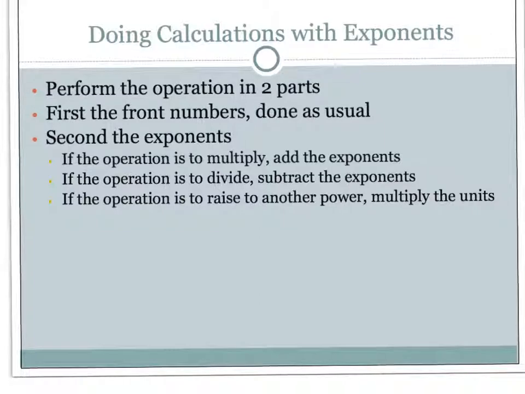On many occasions, we will have to do calculations with numbers in scientific notation. So let's practice doing some calculations with the exponents. When we have exponents, the first thing we do is we're going to do the operation in two parts: the front numbers as one, and the exponents as something else. And the exponents have their own set of rules. And depending on what the exponents look like, the kind of mathematical operation we're doing depends on which rule we're going to use.